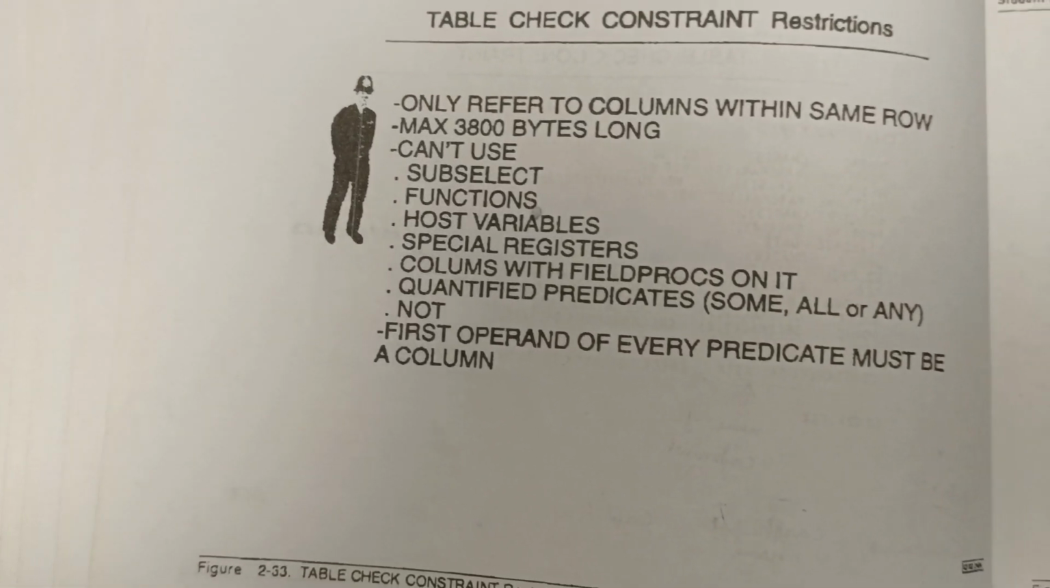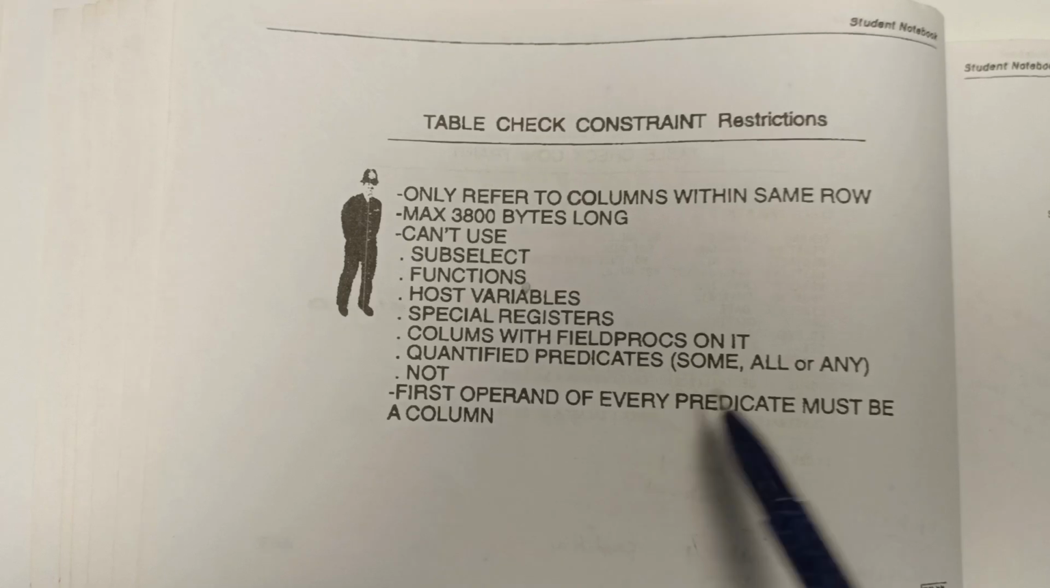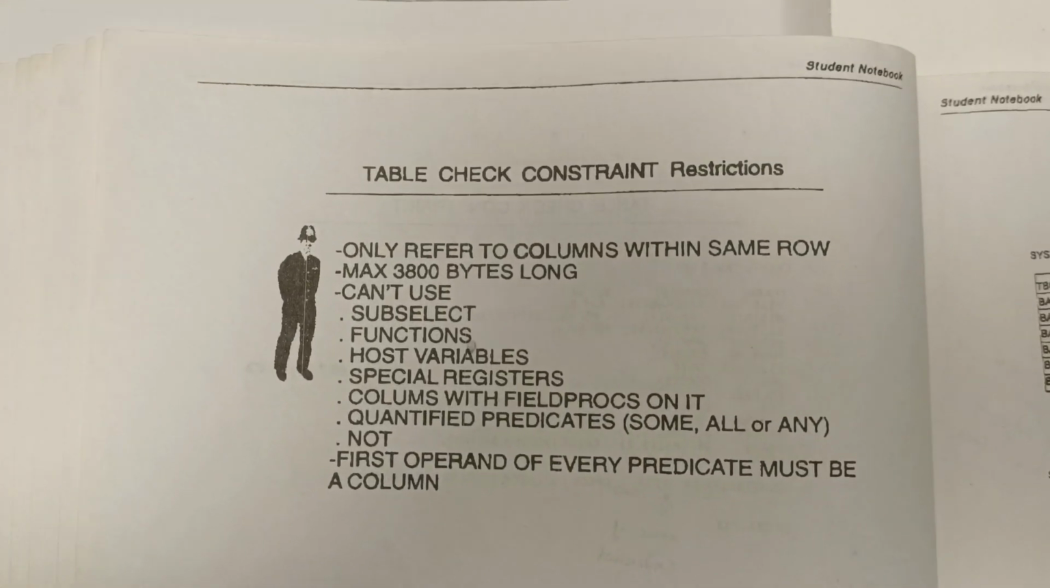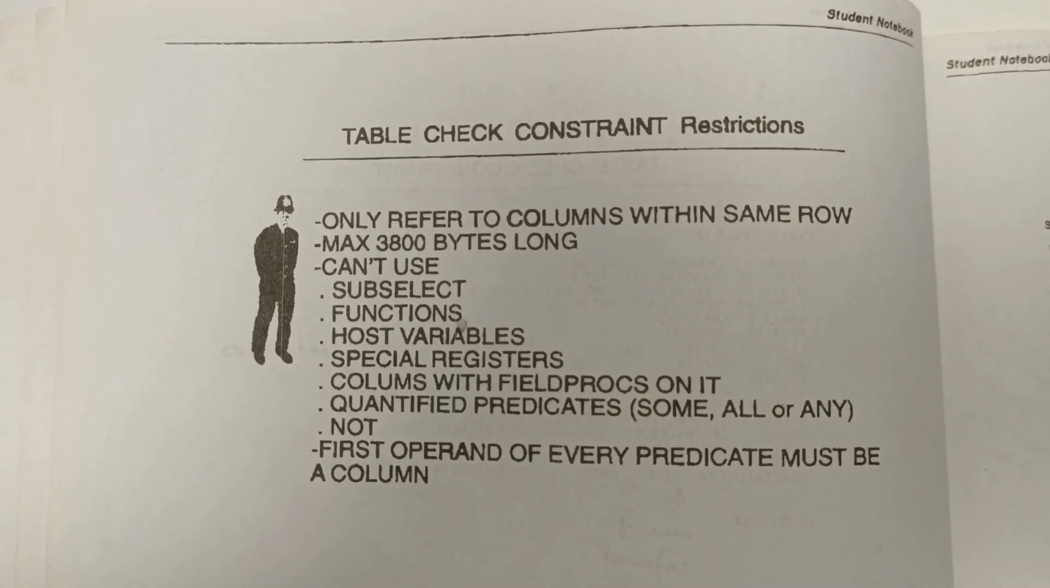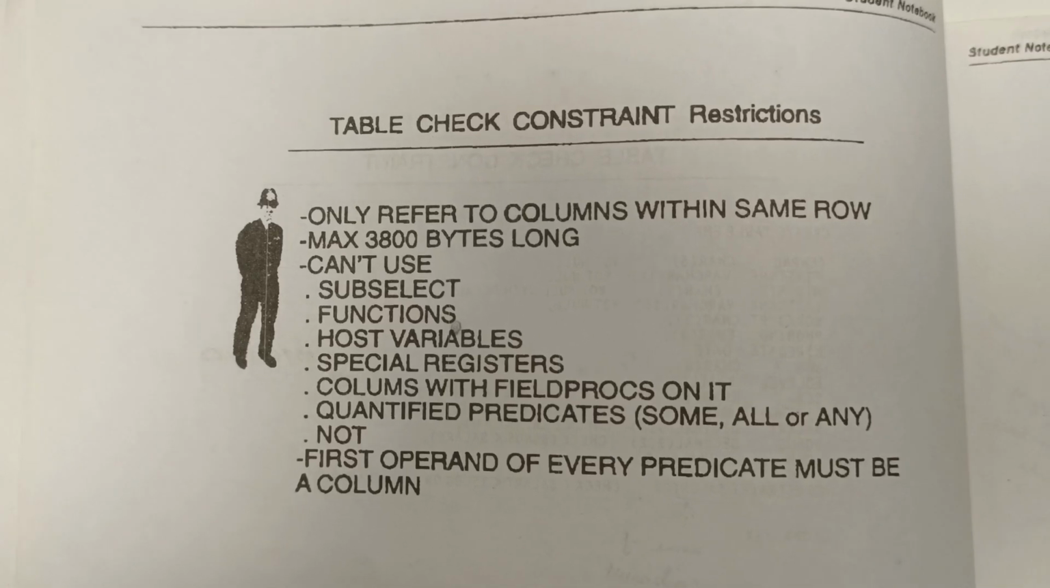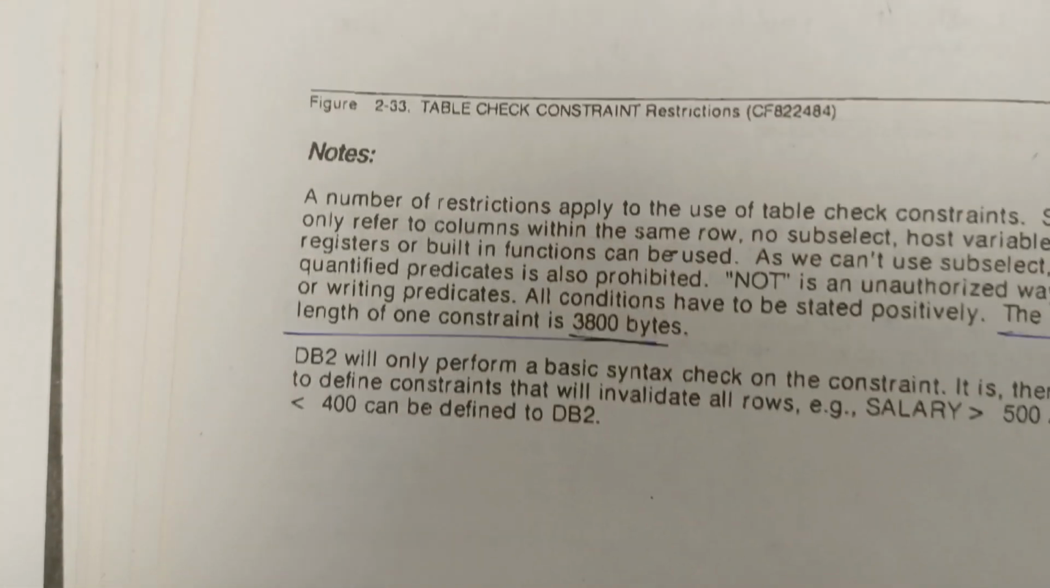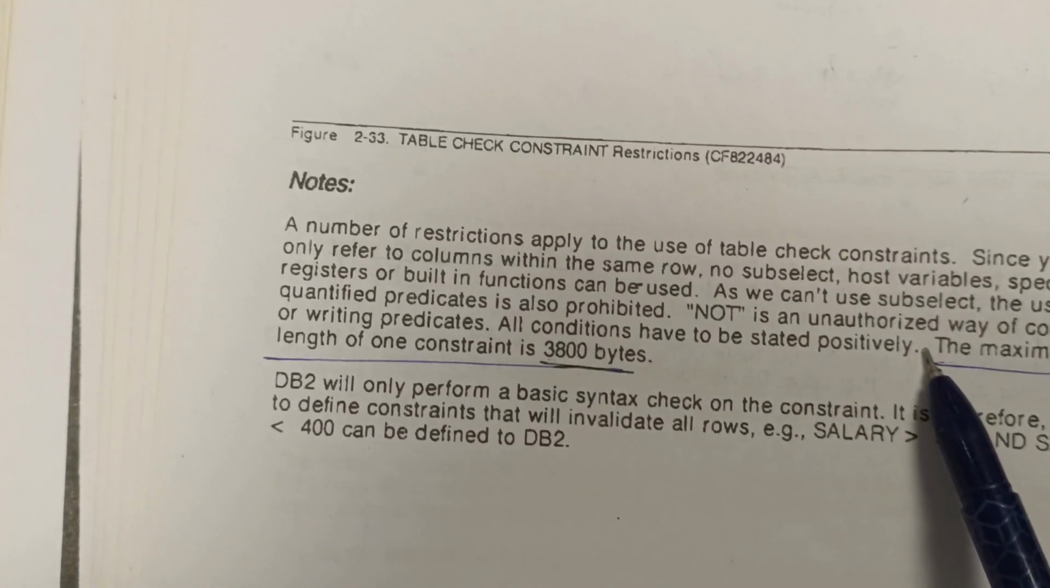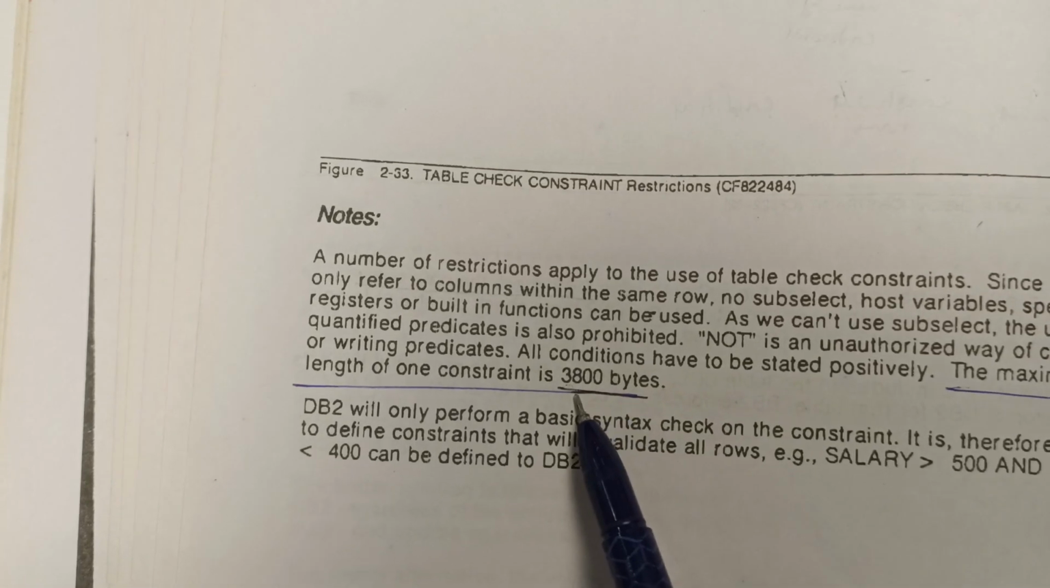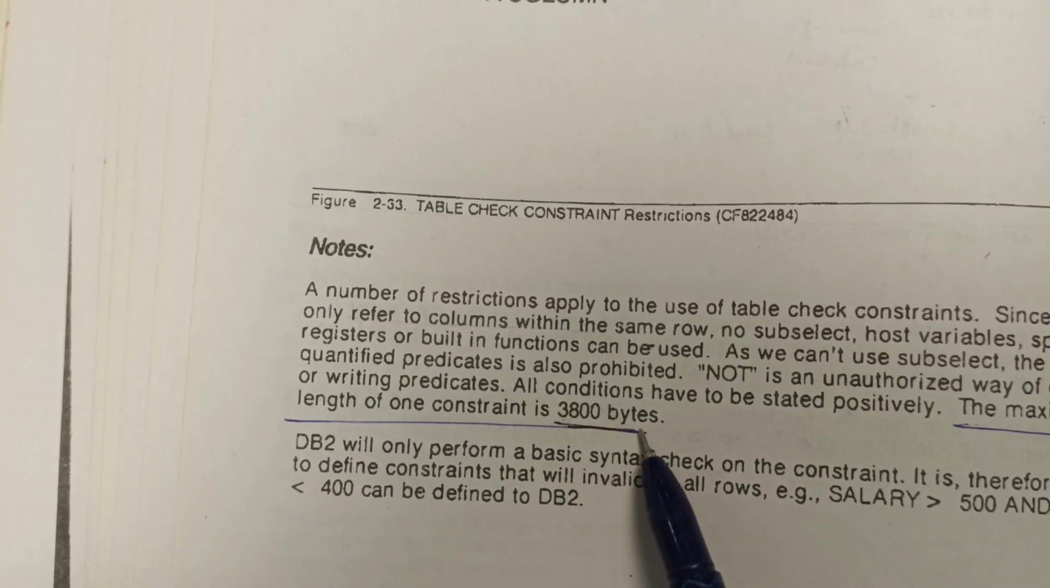These are some restrictions while creating a table check constraint. Please go through each and every step here. And one more point, the maximum length of the constraint is 3,800 bytes.